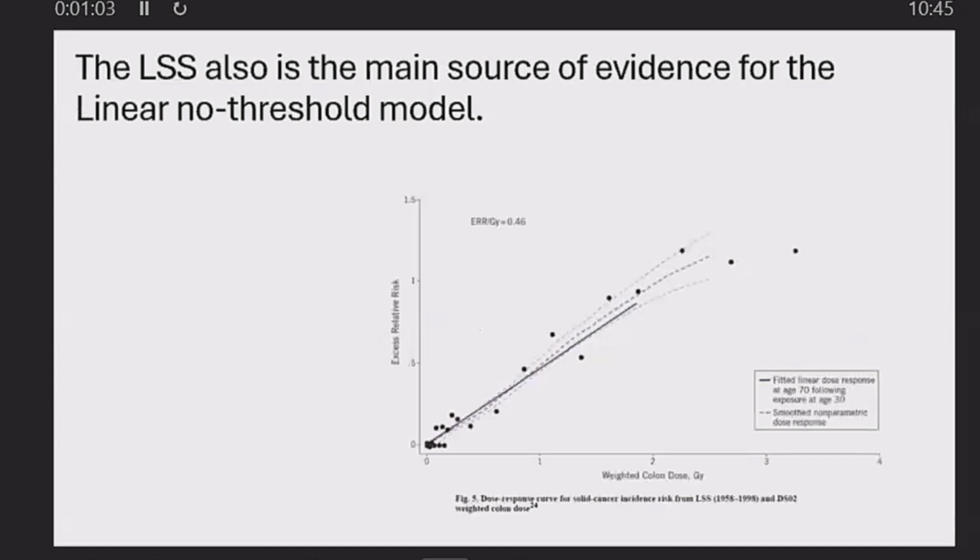And the LSS is also the main source of evidence for the linear no threshold model. Pretty linear at the end. Once you're getting over 2 grays, there's a bit of a quadratic fall off, but it's highly linear. This is a solid cancer risk versus dose.